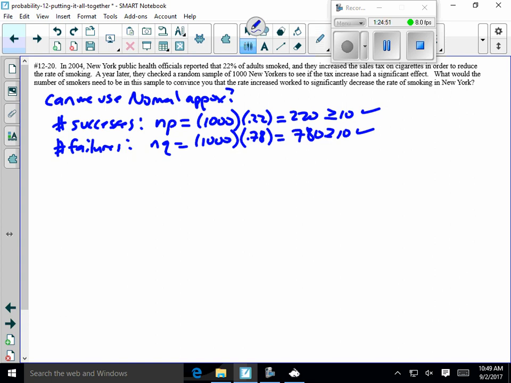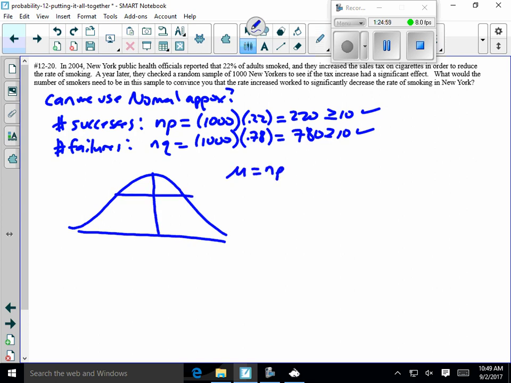Okay, so if that's true, then I can model this with a given mean and standard deviation. The mean is going to be np, the number of successes, which is 220. So we would expect 220 people out of this 1,000 to smoke, right? The standard deviation we'll have to calculate.